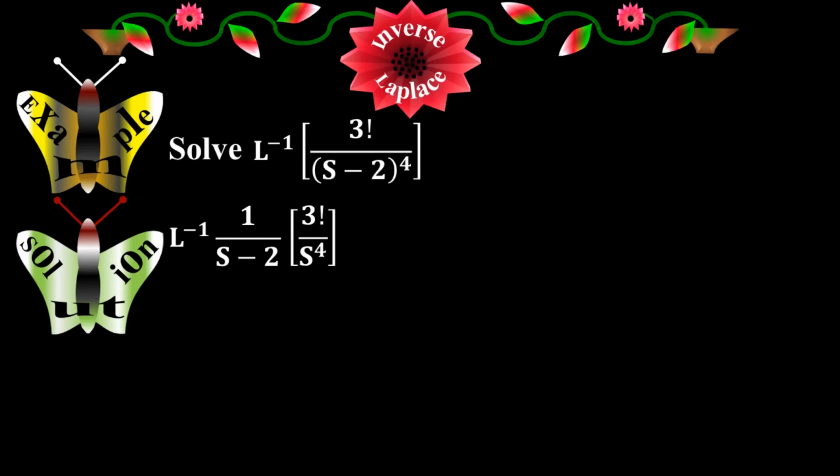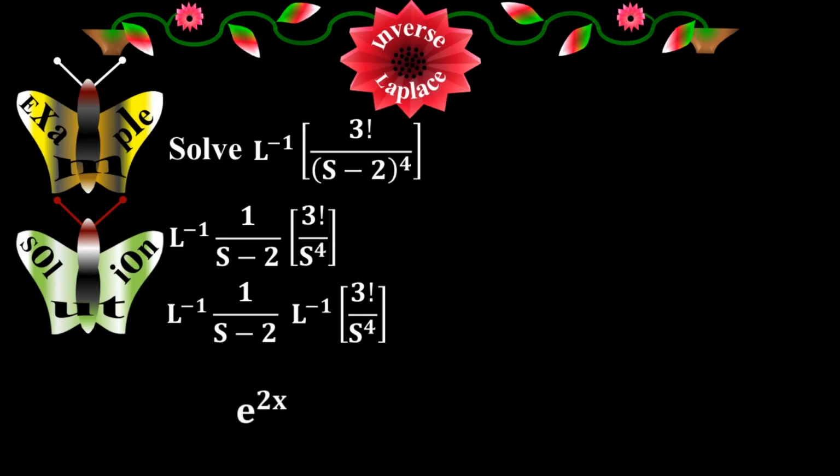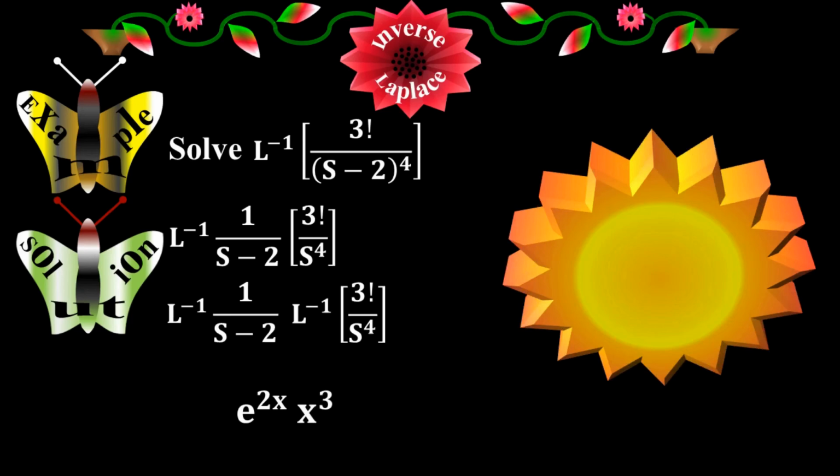Let me write inverse Laplace of 1 over s minus 2 times inverse Laplace of 3 factorial over s to the 4. Inverse Laplace of 1 over s minus 2 equals e to the 2x. And inverse Laplace of 3 factorial over s to the 4 equals x to the 3. If I apply the second elementary condition here, which is Laplace of e to the ax equals 1 over s minus a, the value of constant a is 2 here.